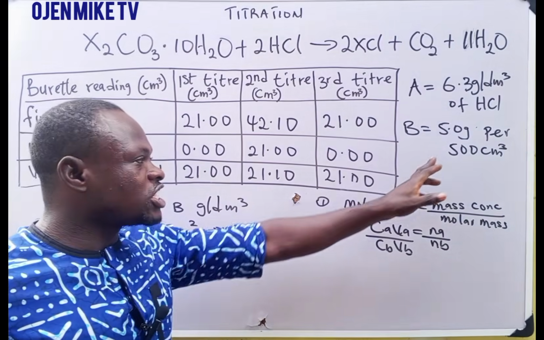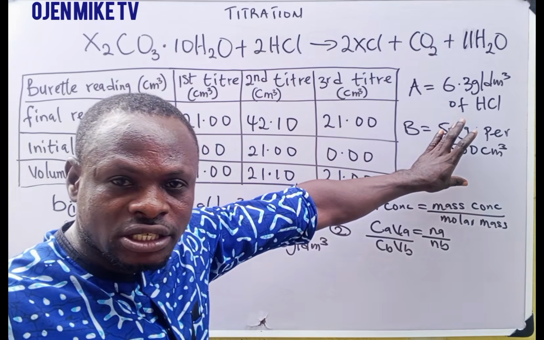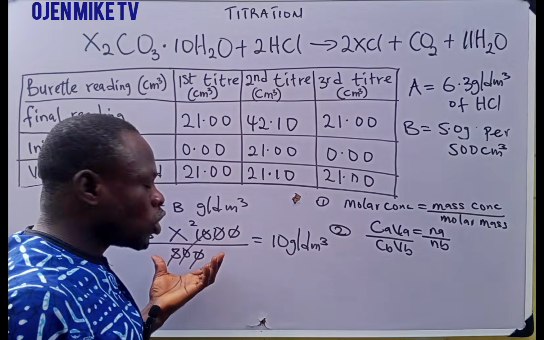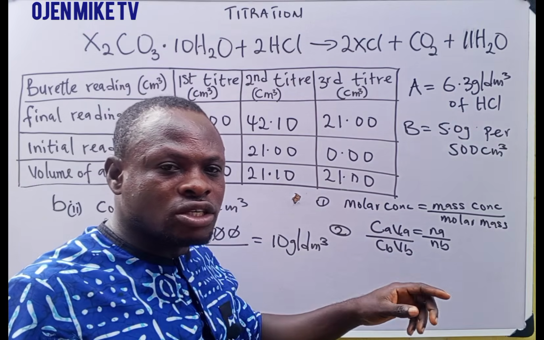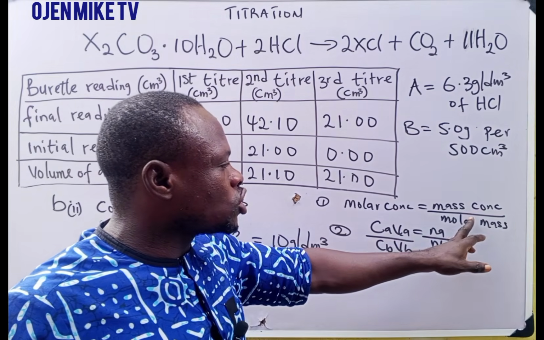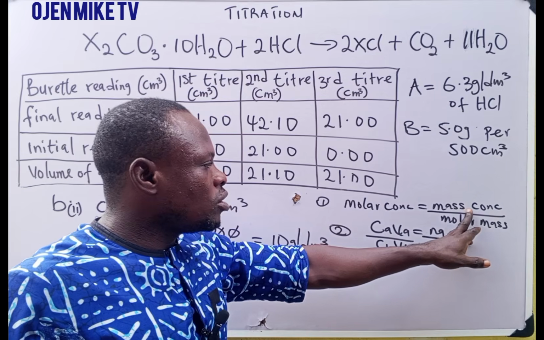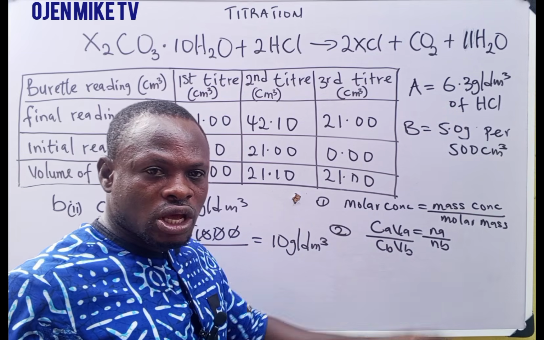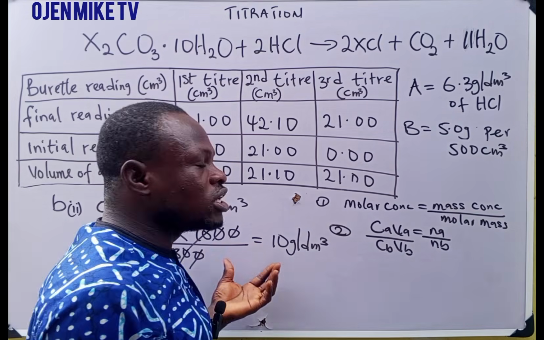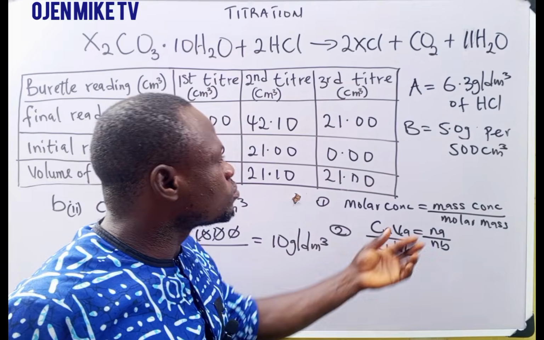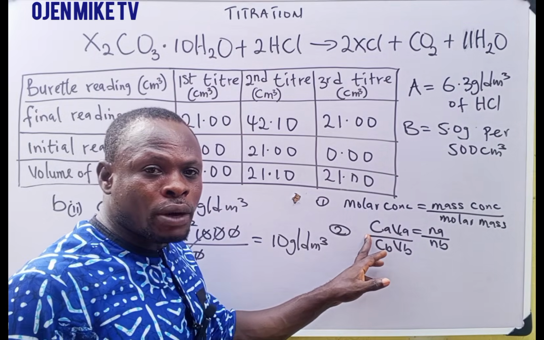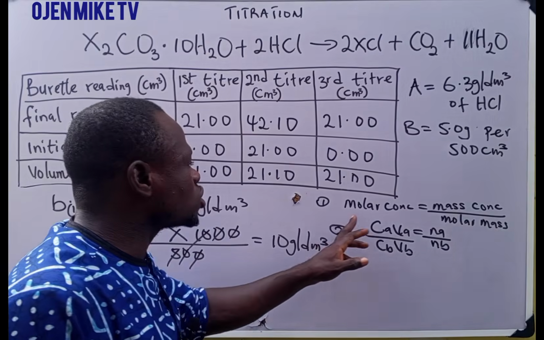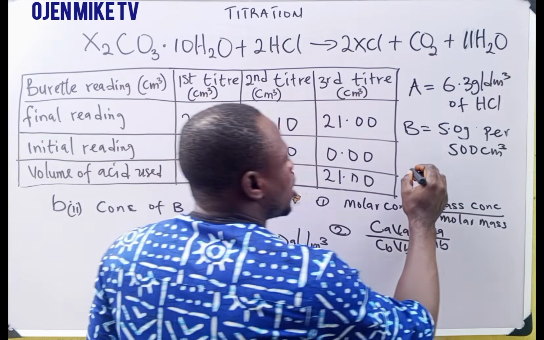Anytime concentration is given in cm cube like this, this is what you are going to do. But if it's not given in cm cube and you are not asked to calculate mass concentration, you are going to cross multiply. Use this formula, cross multiply this one. So the third question, we are asked to calculate the concentration of B in moles per dm cube, which we are going to use the formula because we already have the concentration of our acid.